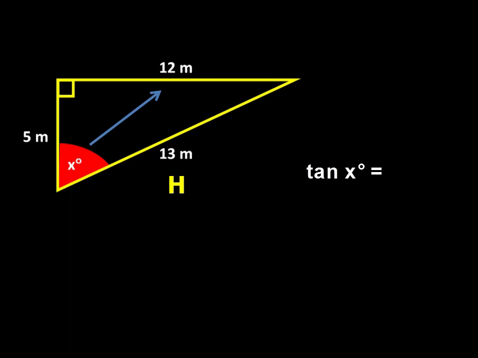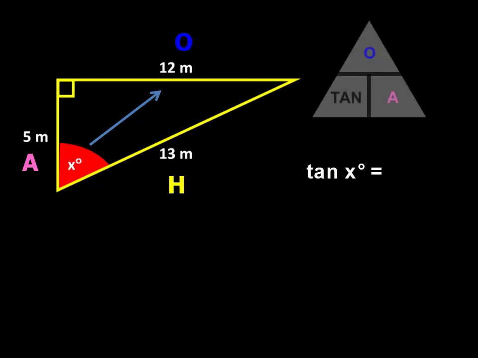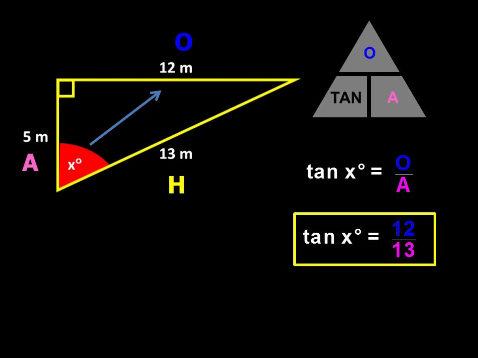The side opposite angle x is 12, so we label it with letter O, O for opposite. And the last side is 5 meters, and this is called the adjacent, letter A. We must remember the triangle for tan. Here is the triangle. To get tan, we say tan x equals opposite over adjacent. We now replace the letters O and A by the numbers in the question, and we get tan x equals 12 over 13.